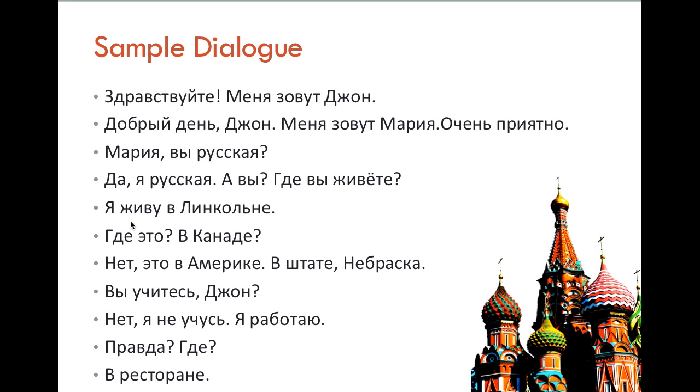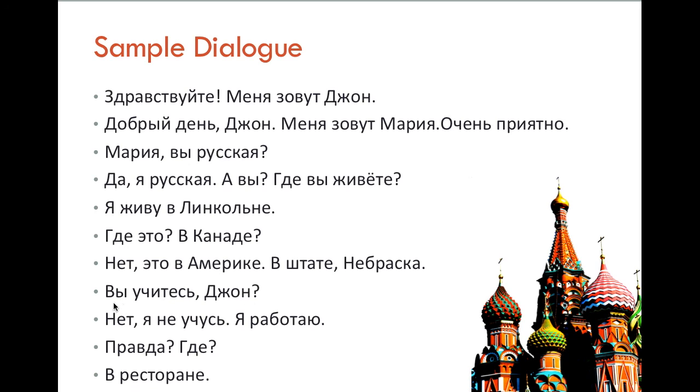Then where does he live? Я живу в Линкольне. So I live in... Where is that? Do you recognize that American city? Lincoln. Где это? What do you think she's saying here? В Канаде? So she's asking, where is that? Is that in Canada? And then what does he say? Нет, это в Америке. No, that's in America. В штате Небраска. Okay, so he tells her where it is.